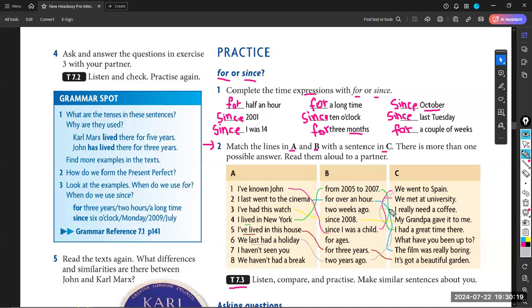And we have to check that by listening to the recording. Okay, now we have 7. I haven't seen you for 2 weeks. Okay, let me match that. How can I match that with C? What have you been up to? Okay, let me match that, and we have to listen to the recording. Finally, we haven't had a break for ages. Let me write for ages. And how can I match that now with C?